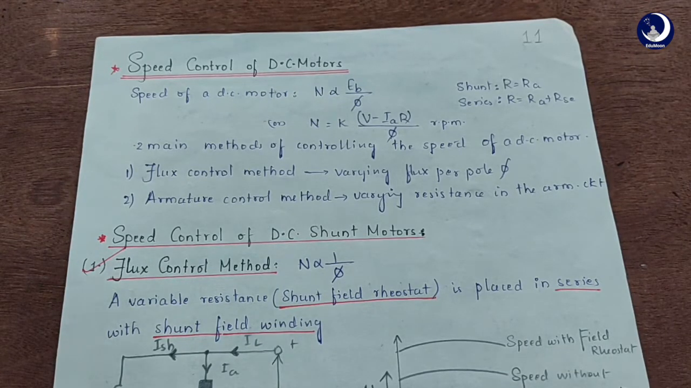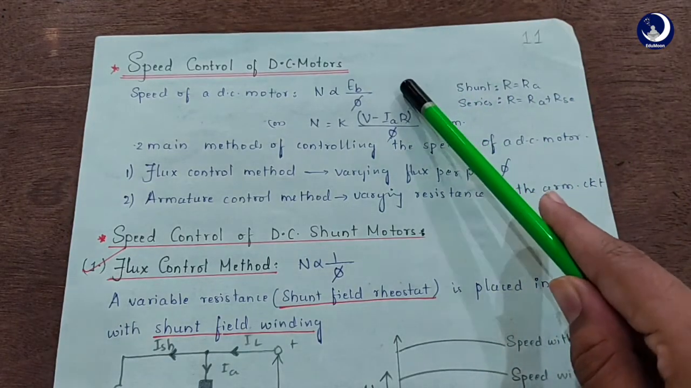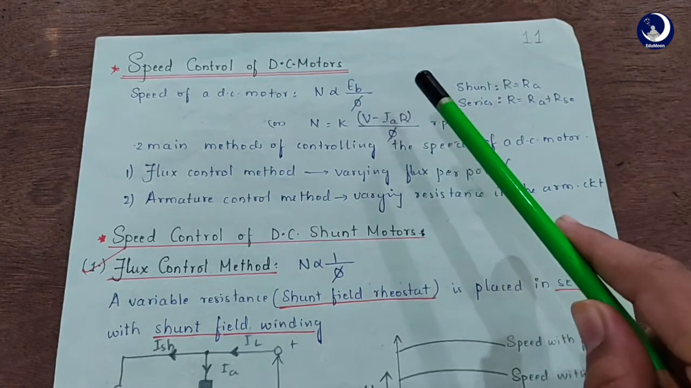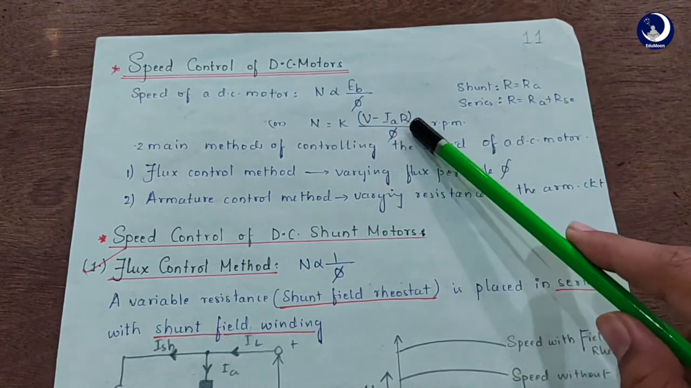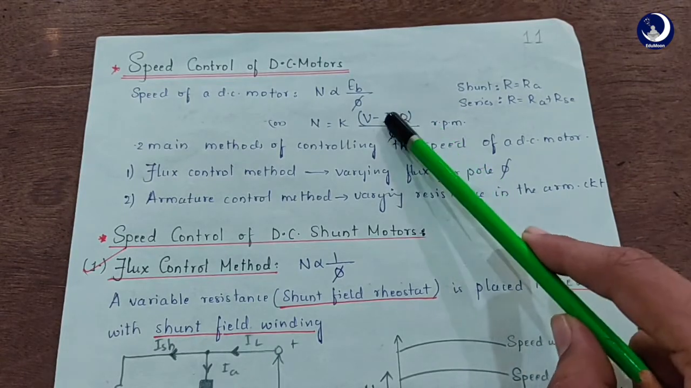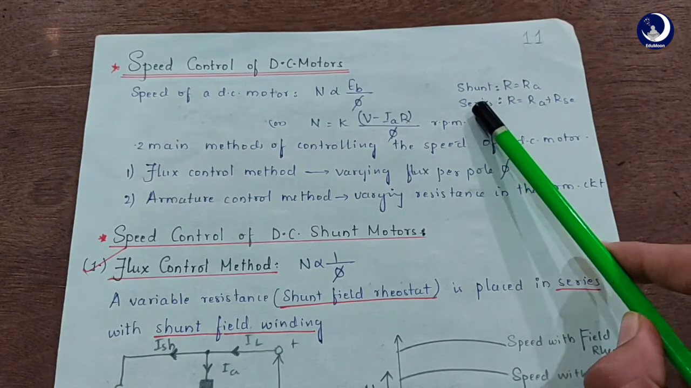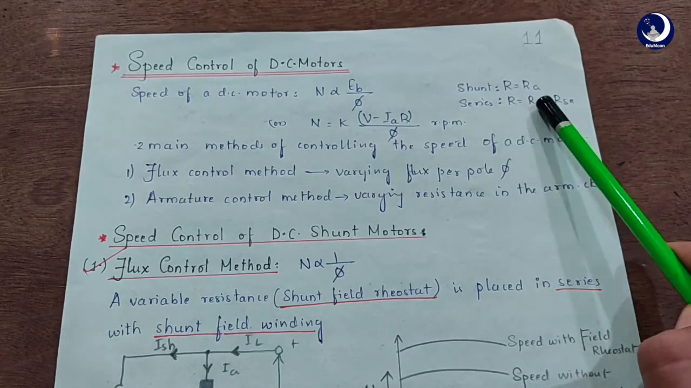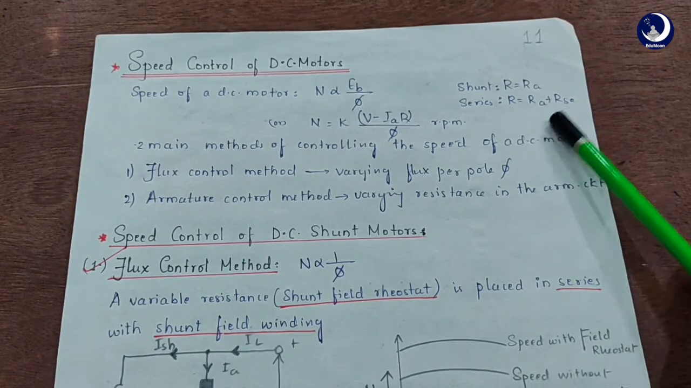modern industrial applications. As we know, the speed of a DC motor N is directly proportional to EB by φ. In other terms, N equals some constant K into (V minus IA R) by φ, where R is the resistance. For shunt motors, R equals RA, whereas for series motor, R equals RA plus RSC. We have discussed this in the previous videos.